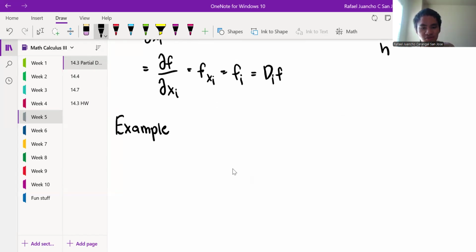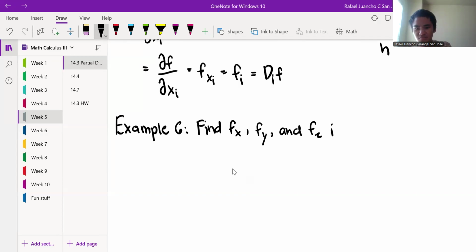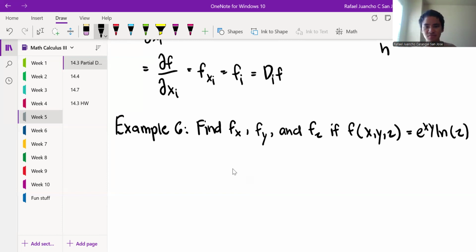What example is this in the textbook? 6. We're being asked to find some things here. So f sub x, f sub y, and f sub z. That's the new one. And here's our given function of 3 variables. This is equal to e to the xy ln z. All right? So first let's do f sub x.